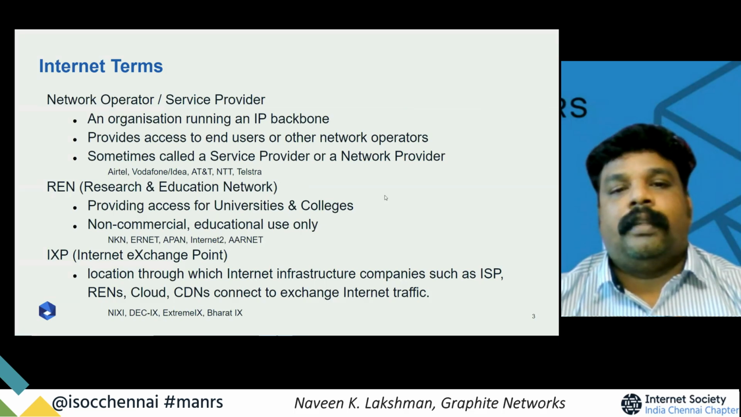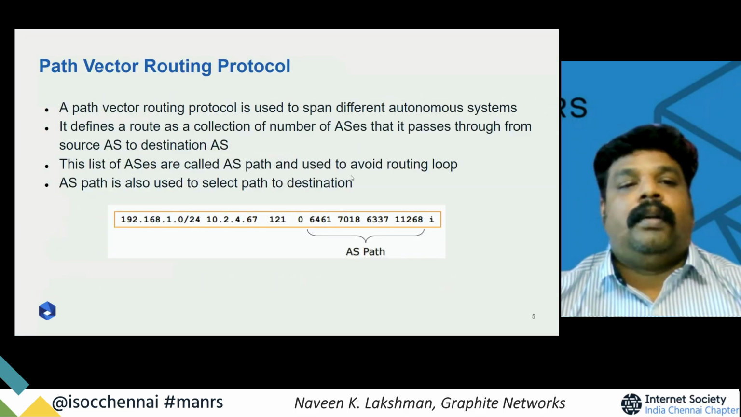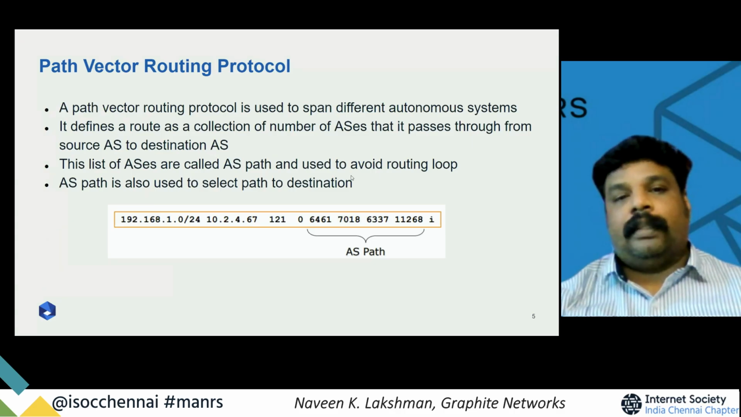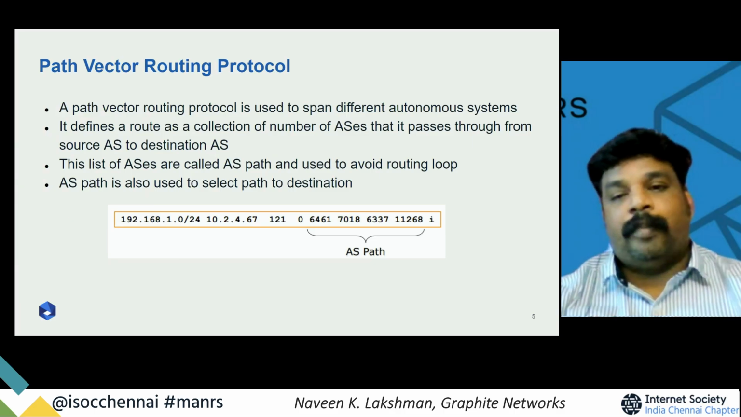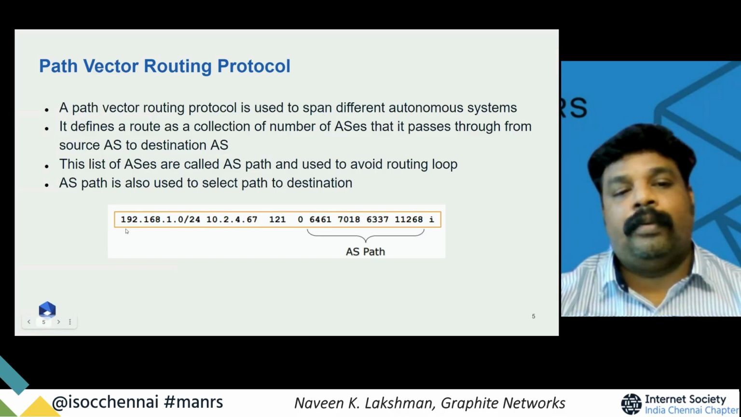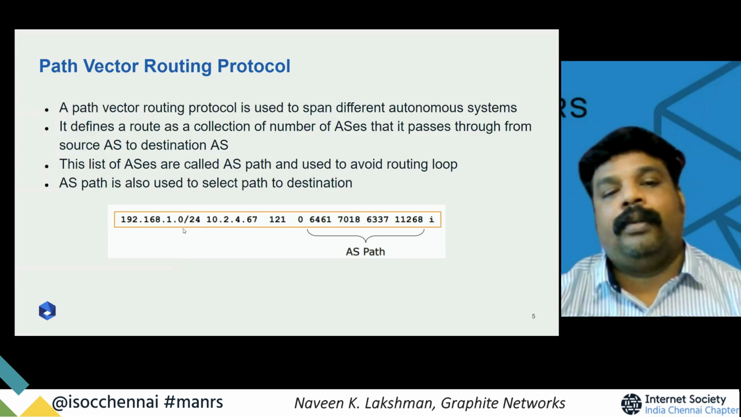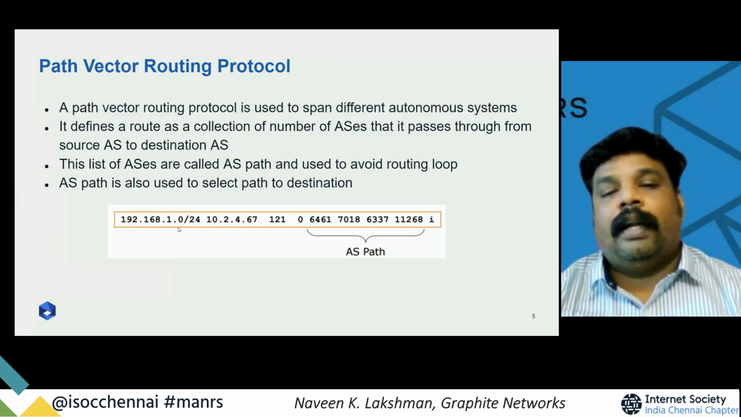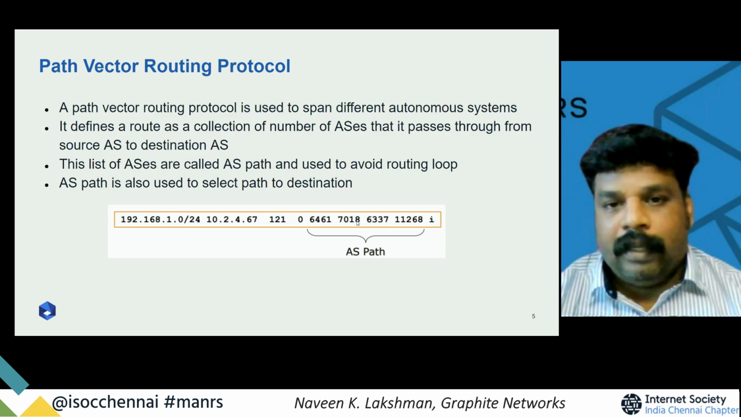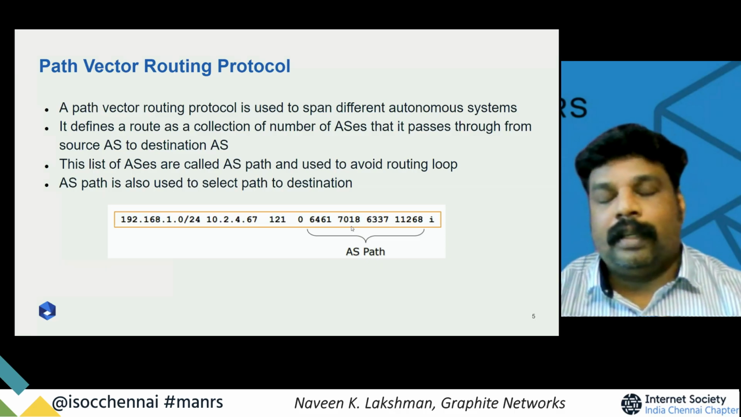Okay, fine, no issues. So what is a path vector? BGP is a protocol that lists out the path it has traversed. As an example, take a route 192.168.1.0/24, and you can see that it lists out some numbers. I'll show you what those are once you start doing the labs.